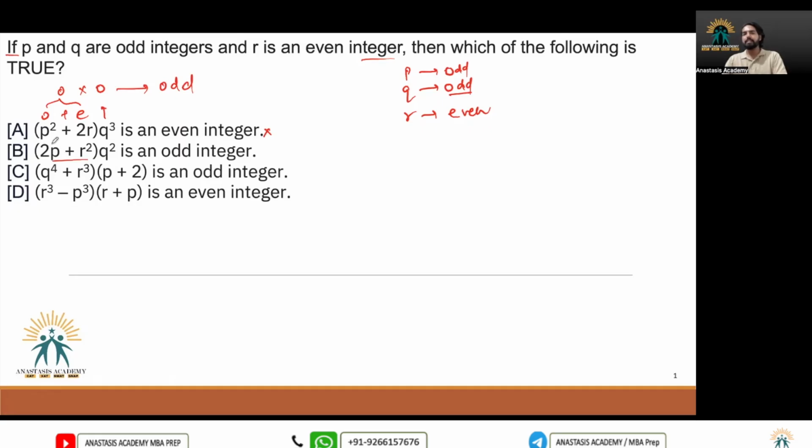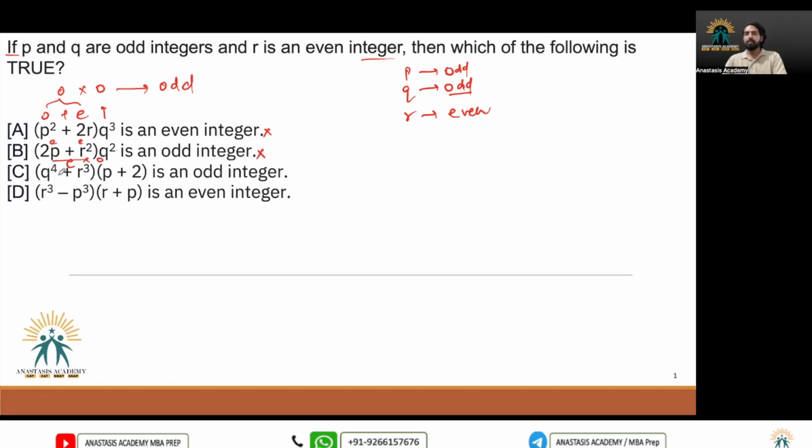Option B: 2P means it becomes even. R square means even. Even plus even becomes even, into Q square. Q square means odd. Even into odd becomes even. Is it an odd integer? No, it is an even integer.